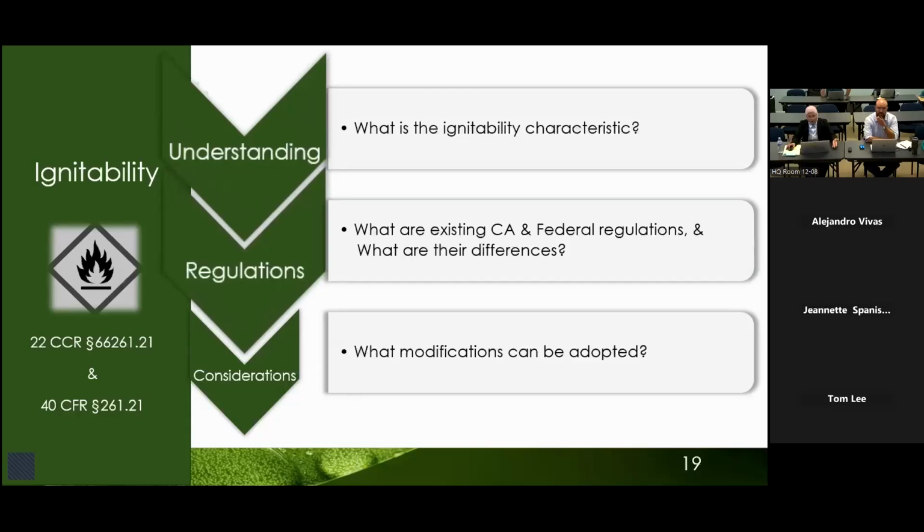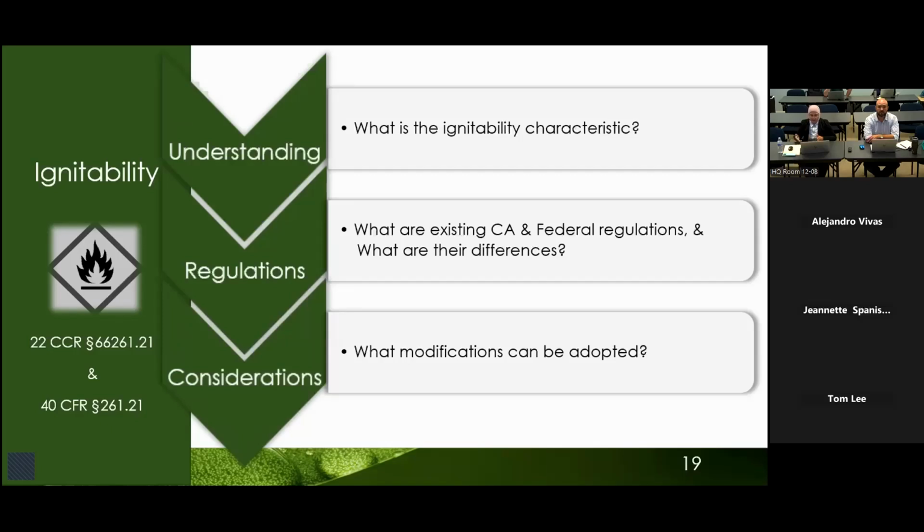Then we will go over the regulatory requirements for ignitability, specifically focusing on how California state regulations differ from federal guidelines. Now, seeing these differences will help us understand why certain changes were made at the federal level and why it might be beneficial for California to consider adopting similar updates.